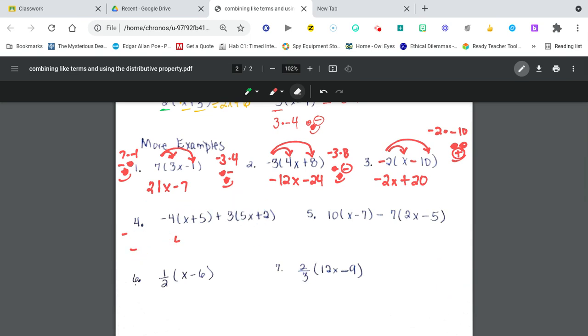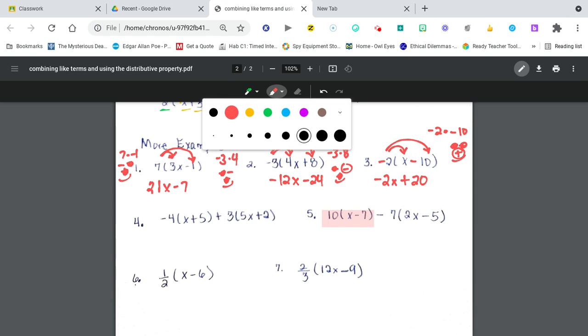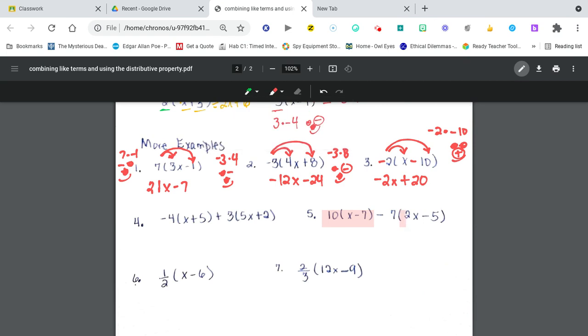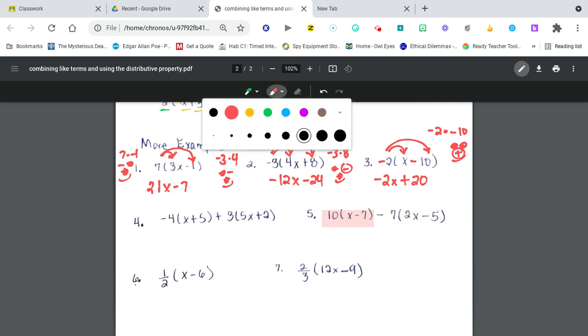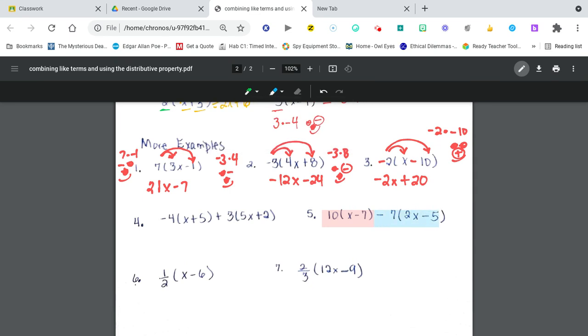I'm going to practice one more of these problems like number 5. Number 5, you got to multiply here, and you're going to have to multiply here. Now be careful when you get to the second one. Don't look at this as 7 times this. You got to look at it as -7. So catch, the sign in front of the 7 has to go with it. So what is the sign in front of the 7? Negative. So you look at it like that, okay?